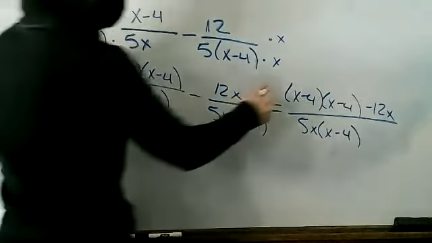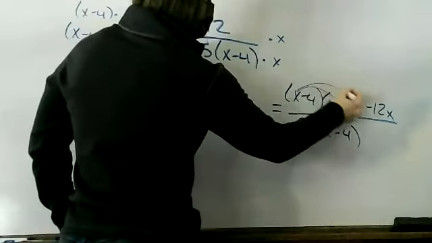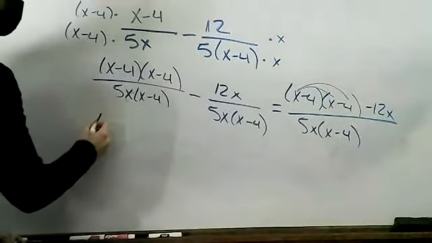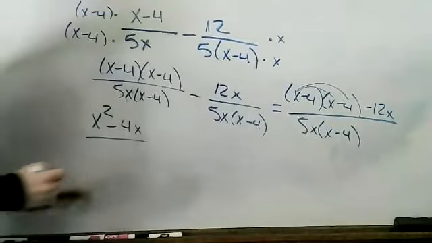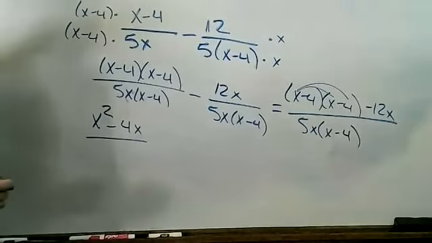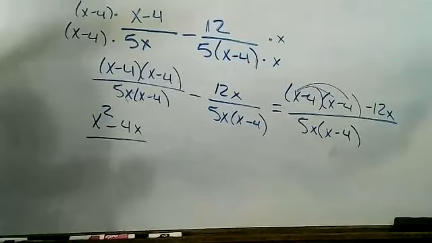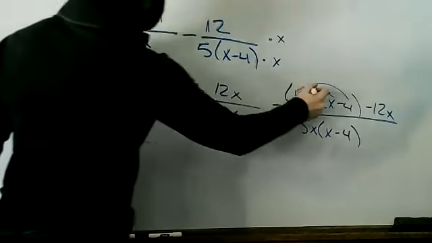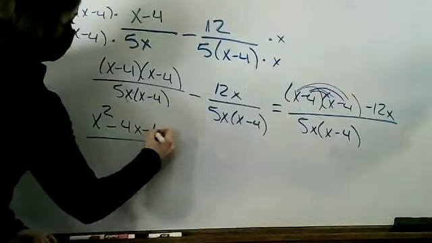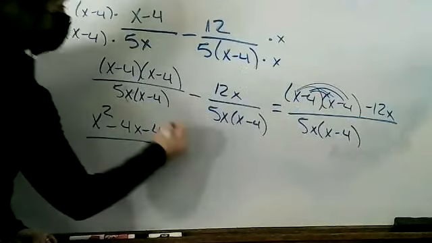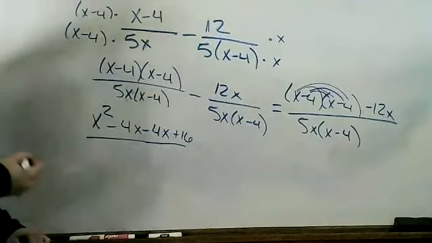What do I mean by that? x times x times -4, which gives me x squared minus 4x. Sorry, I'm bringing it down over here because I'm running out of room. Right? x times x times -4. But then I still have to do -4 times x, -4 times 4. -4 times x is -4x. The -4 times -4 is positive 16.